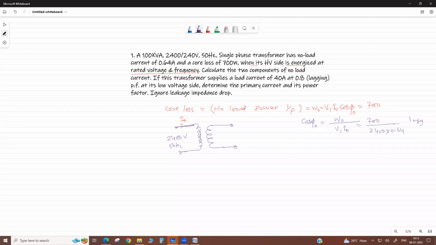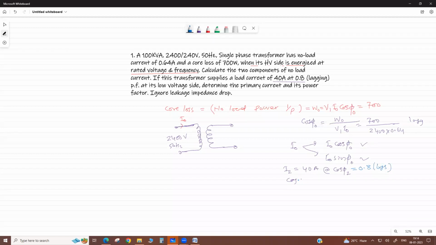Now in the second case he said to calculate the two components of no load current. So here is a step question also. When you calculate the two components of I naught, I naught cos phi naught and I naught sin phi naught, you get a number because he has asked. Then the transformer supplies a load current of 40 ampere at 0.8 lagging power factor. So here I2 is given as 40 ampere, and cos phi 2 is 0.8 lagging.